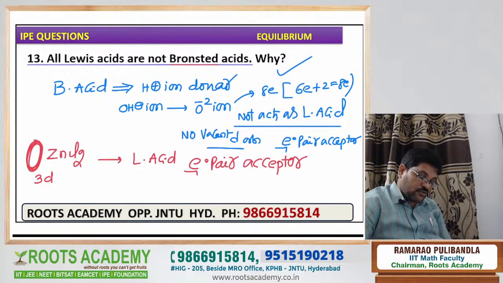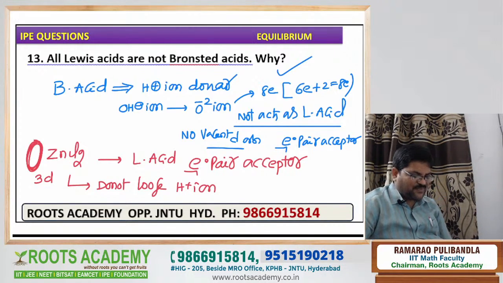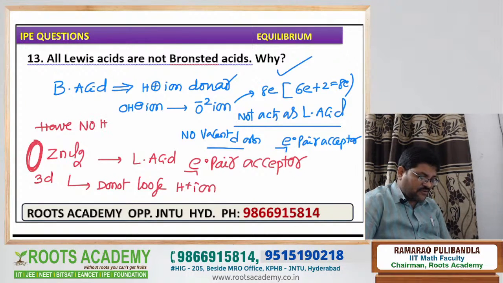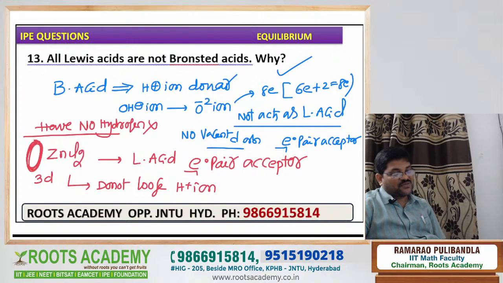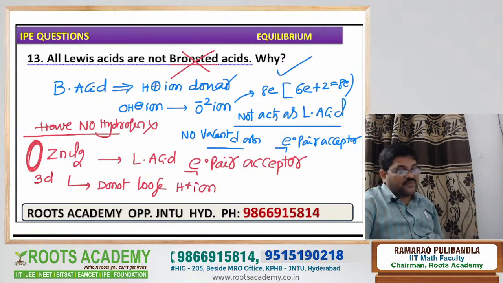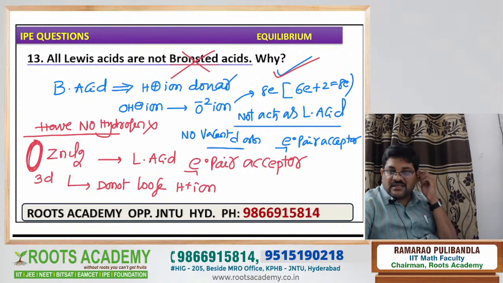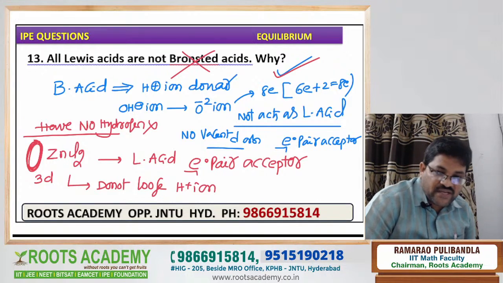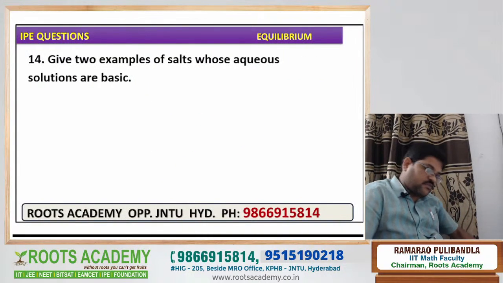But this ZnCl2 does not lose H plus. Why does it not lose H plus? Because ZnCl2 has no hydrogen. Simple statement: ZnCl2 has no hydrogen, so it does not give H plus ion. That's why all Lewis acids are not Bronsted acids. That's why the statement is perfectly correct. Understood, Nana, Kirtana, MD Jain? And go for the next example.